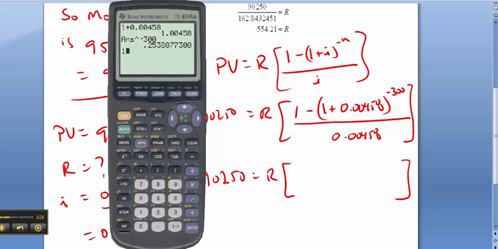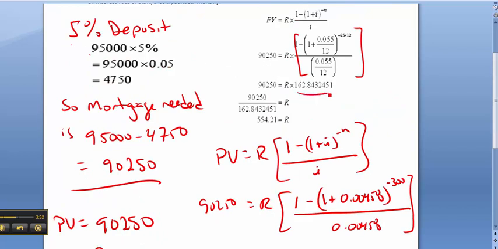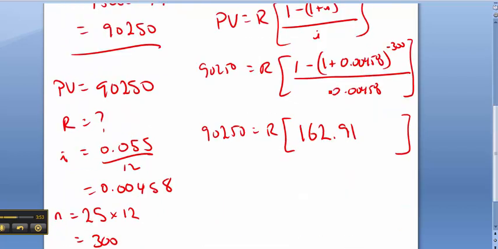Now I'm going to do 1 minus whatever that number is, and it's easiest on your calculator to hit second function, answer. Most calculators will remember the last answer, so I've got that. Now I'm going to divide by 0.00458, and I get 162.91. Okay, so I've got here r times 162.91. It's pretty close to the other one. If you go up to the top here, they had 162.84, so we're not up by very much.